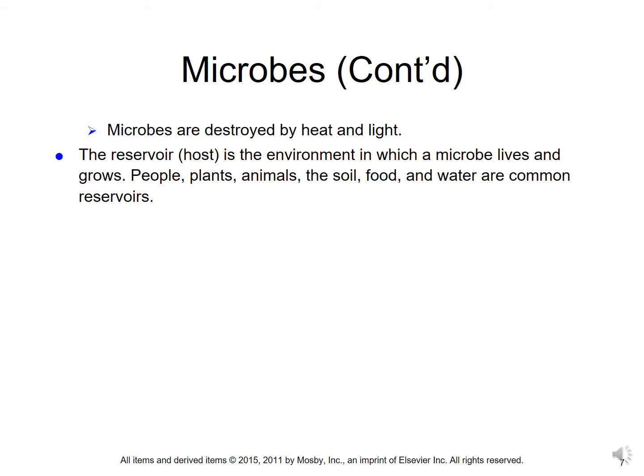So let's say, in review, the reservoir is the environment in which a microbe lives and grows. Examples of reservoirs are people, plants, animals, the soil, food, and water. And these could also be considered carriers of the microbe. So a carrier is a person who is infected or can cause other people to be infected. Once again, look at your vocabulary.